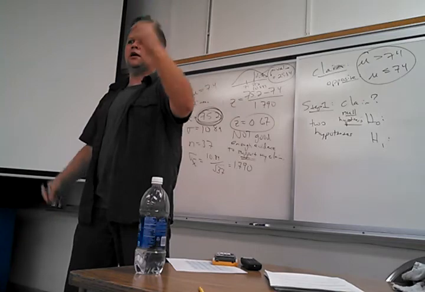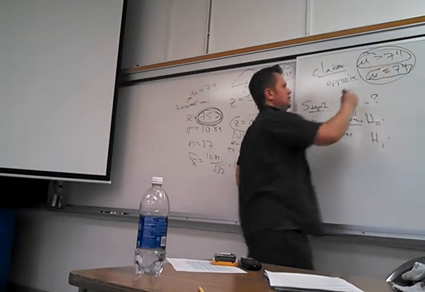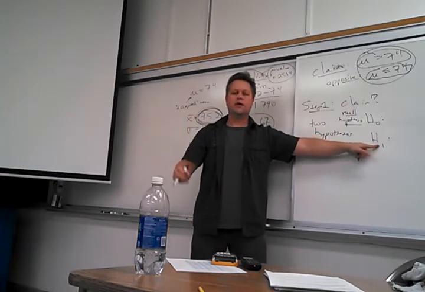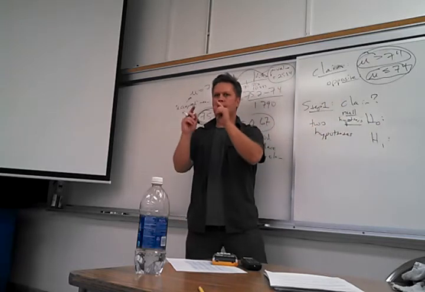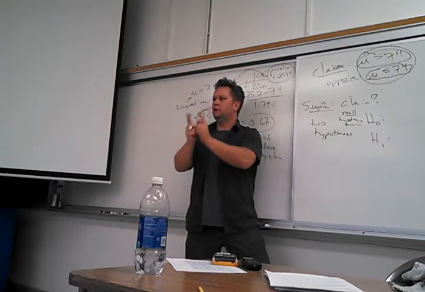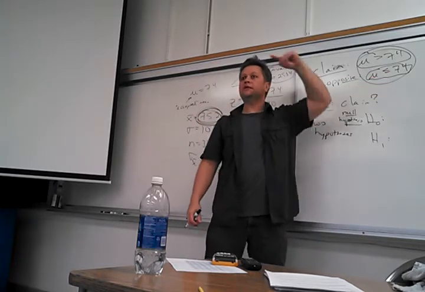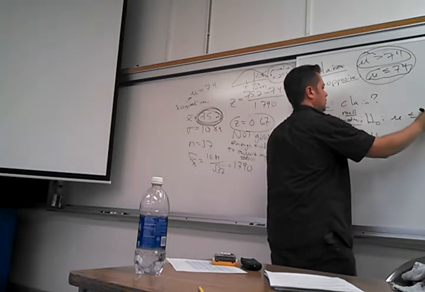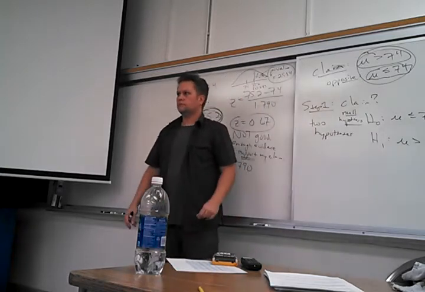You with me? So I can show evidence that it's bigger than, but I cannot show evidence that it's equal to. So H1 is the one that I can prove. H0 is the one I can't. So H0 always has an equal sign. Right? It's either less than or equal to, greater than or equal to, or it's equal to. So in this case, it would be that guy, and this would be the other guy.